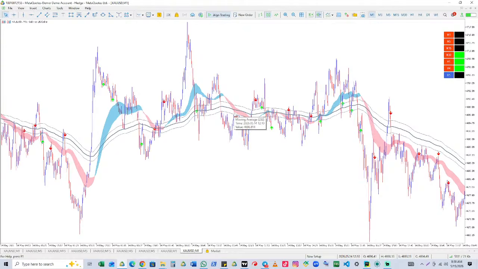So let me show you the features, and then I will start with the basic indicator. So I'm starting with the basic indicator.